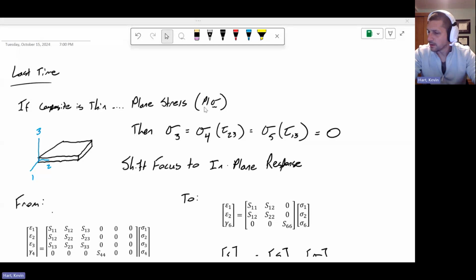Okay. So we should all be seeing the writing pad at this moment. I'm going to do a quick review of what we talked about on Friday and then get into some example problems. Two example problems, that is. Okay, last time we talked about thin composites, right?